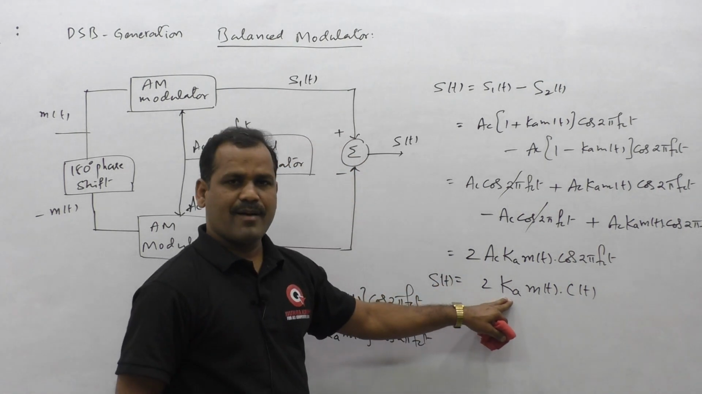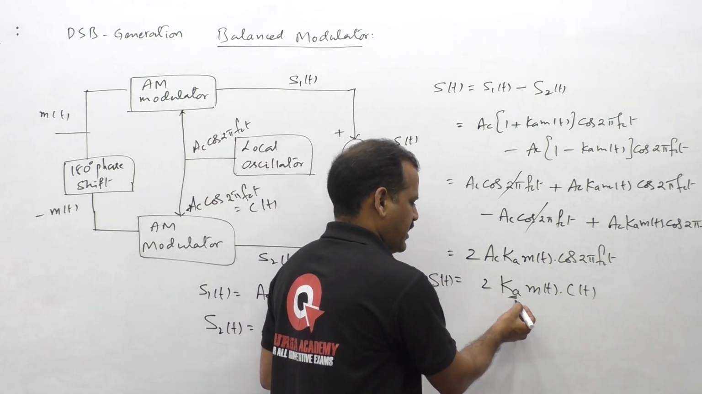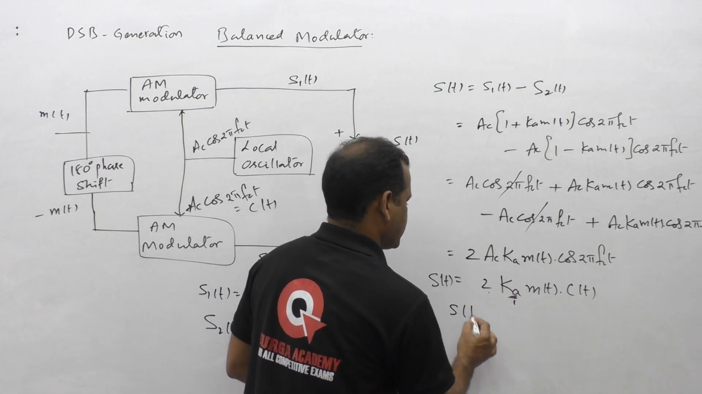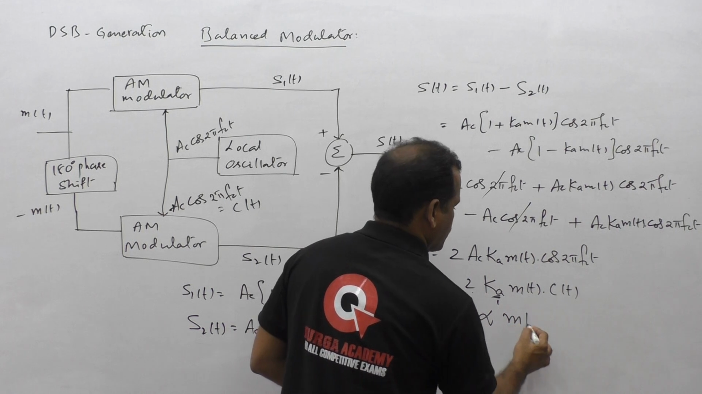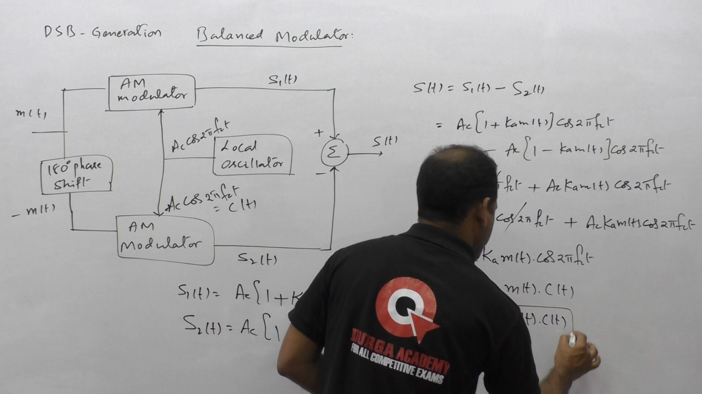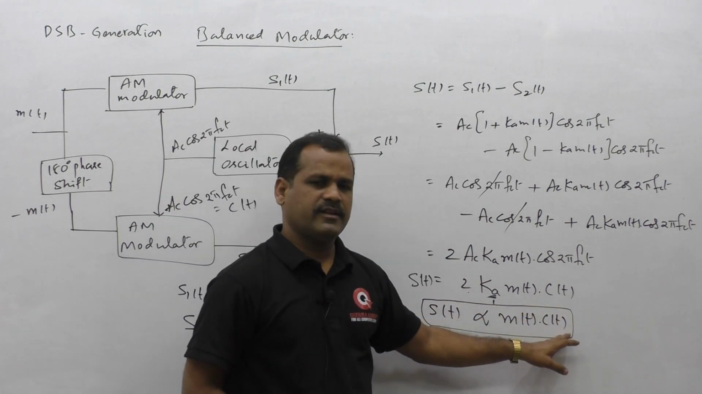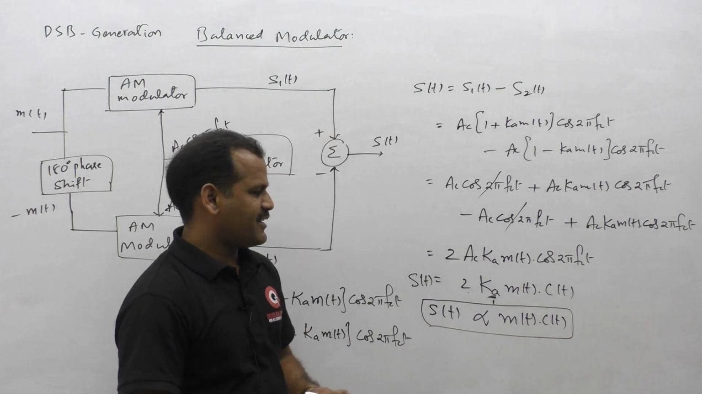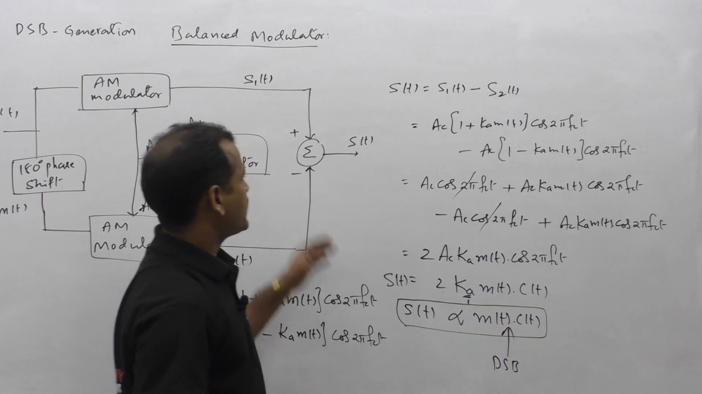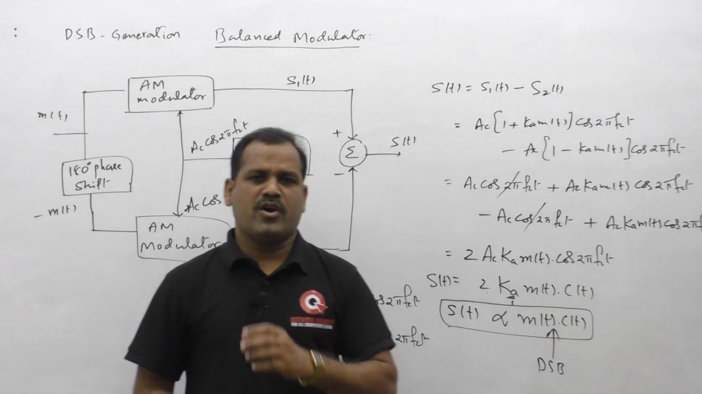If you observe, Ka is the amplitude sensitivity of the modulator. Generally for this DSB-AC signal, we take Ka always equal to 1 or some constant, so that 2 is constant. Here S of t is directly proportional to the product of message signal and carrier signal. So this is the balanced modulator output, which is nothing but the product of a message signal and carrier signal. Generally, the product of message signal and carrier signal is nothing but a DSBSC signal. So the balanced modulator like this generates a DSBSC signal with the help of two conventional AM modulators, right?